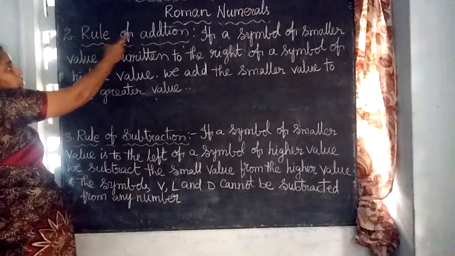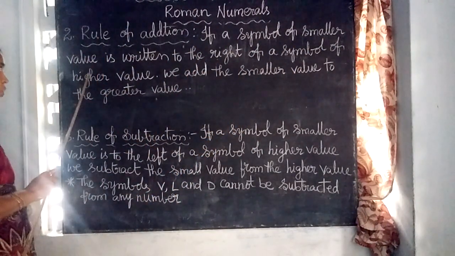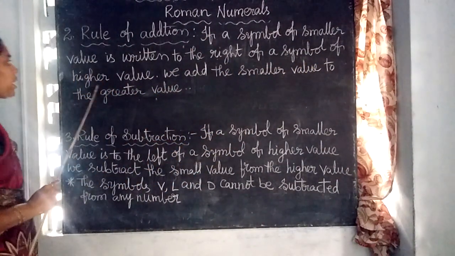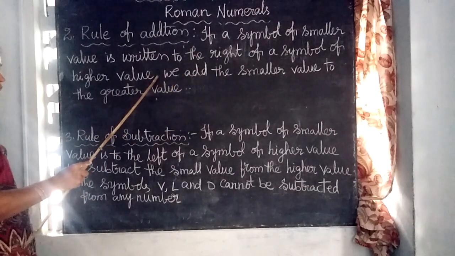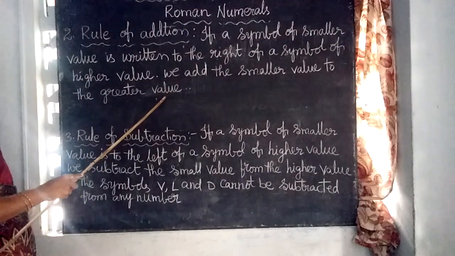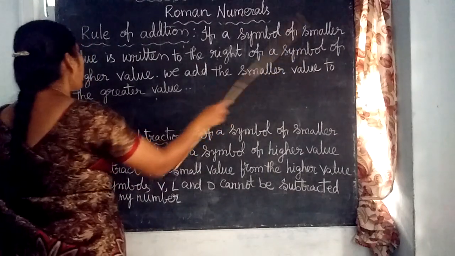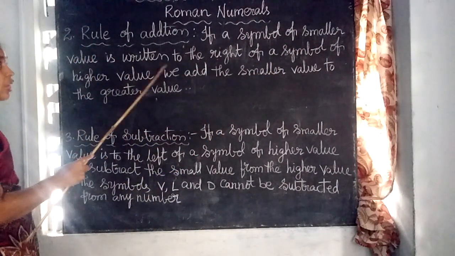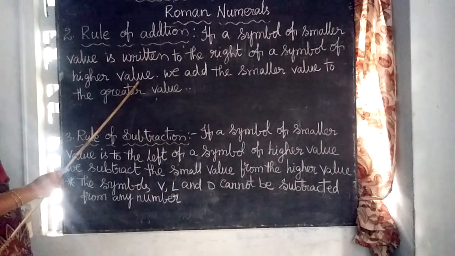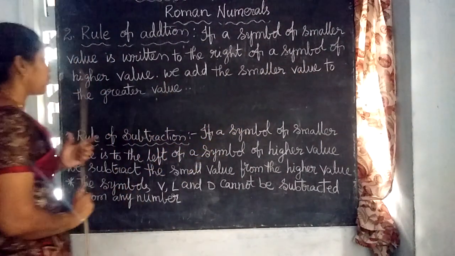Second rule, rule of addition. If a symbol of smaller value is written to the right of a symbol of higher value, we add the smaller value to the greater value. This is the rule of addition. If a symbol of smaller value is written to the right of a symbol of higher value, we add the smaller value to the greater value.